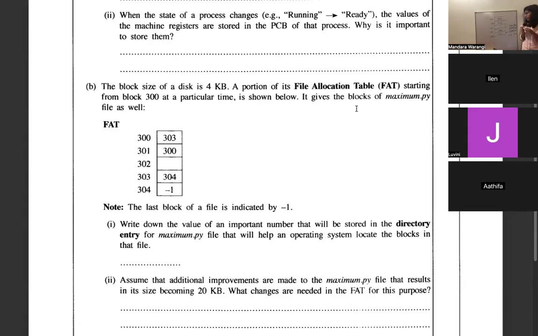20 KB. So one block is 4 KB. So all these 4 blocks are 4 into 4. There are 4 blocks, which is 16 KB. So 20 KB means another 4 KB should be added, which means another block should be added. What is the only available block? 302.